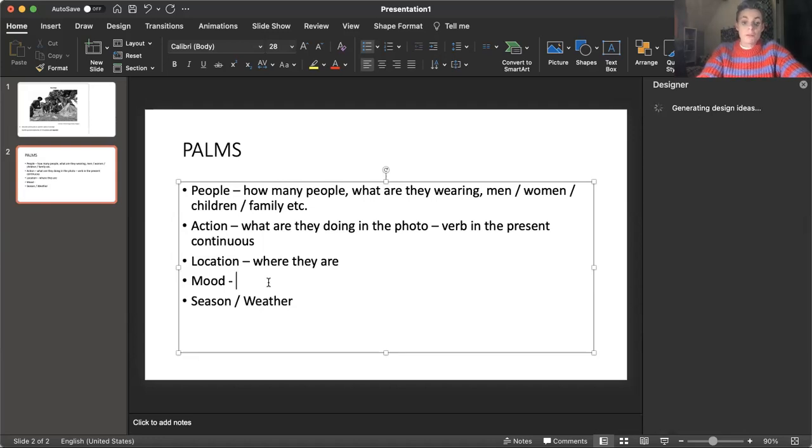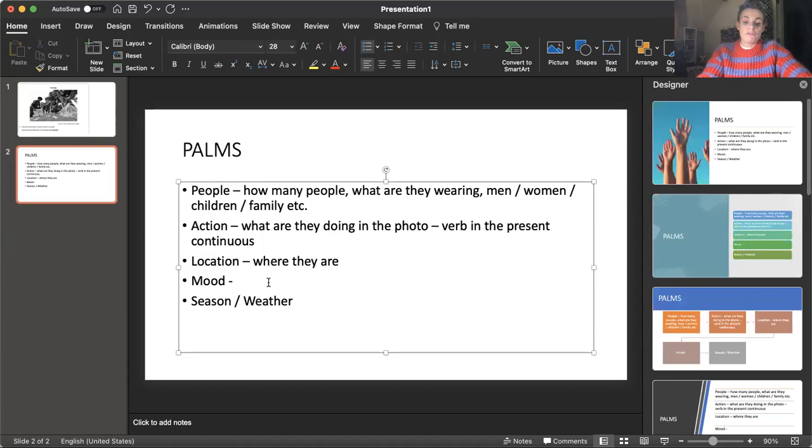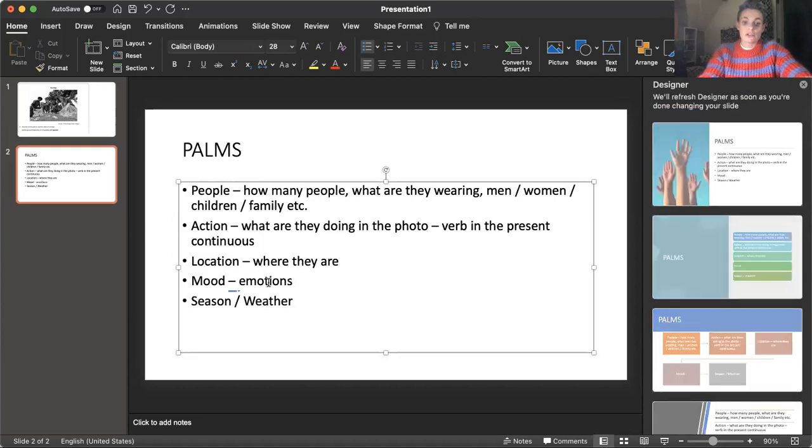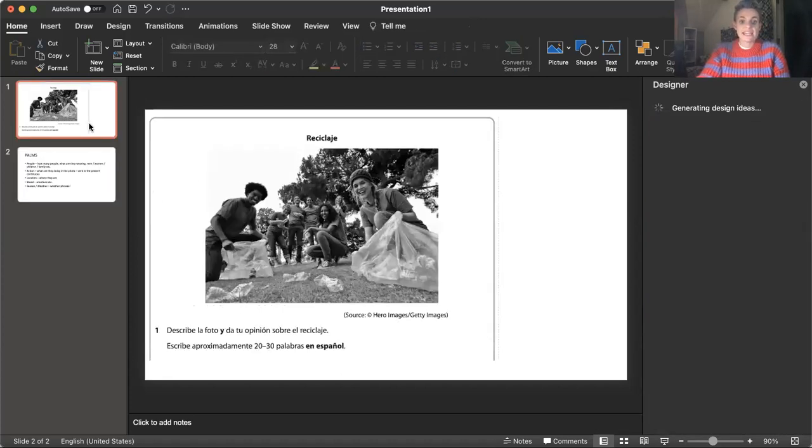Mood is how they look in the photo. If there are people in the photo, for example, what they look like, how they are, emotions, etc. And then if it's an outside photo, it's season and weather. So your weather phrase is really important. So how would I approach this question here?